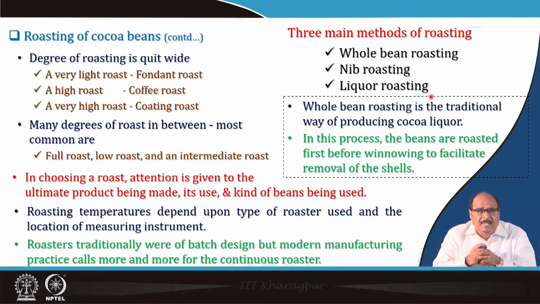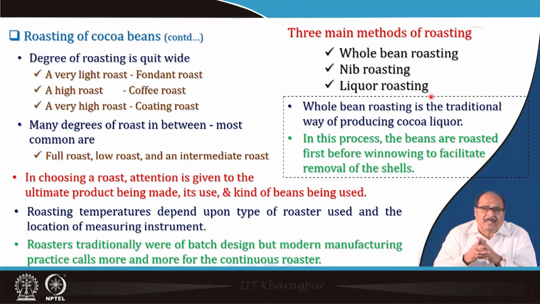So, obviously, in choosing the degree of roast, attention is given to the ultimate product being made, its use and the kind of beans being used. Roasting parameters depend upon the type of roaster used and the location of the measuring instrument, that is the temperature measuring instrument put in the roaster. Roasters traditionally were of batch design, but modern manufacturing practices call more and more for the continuous roaster.